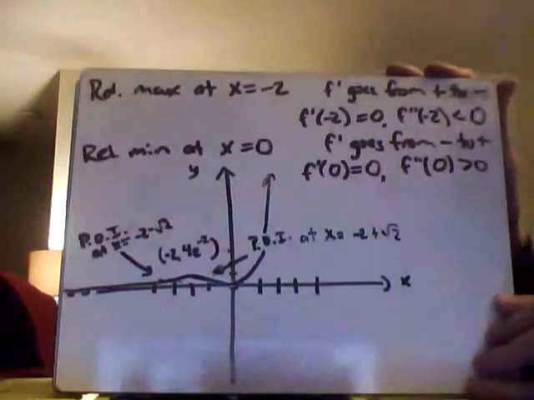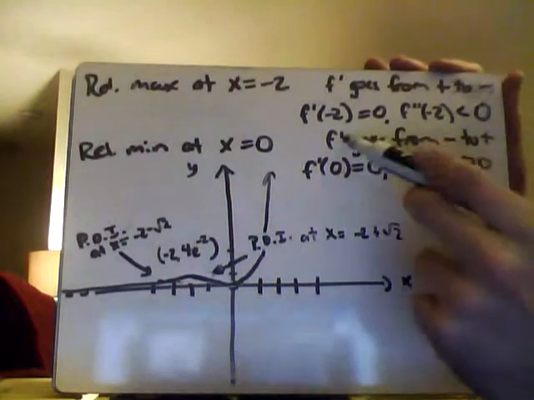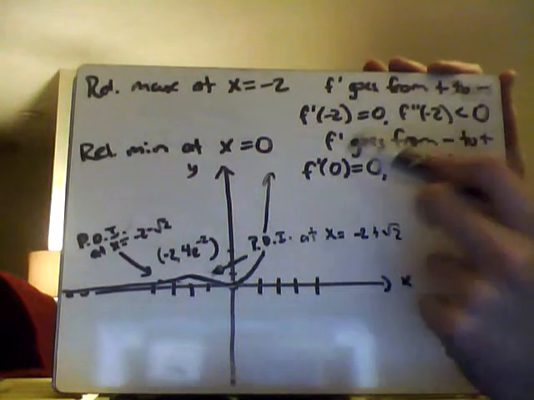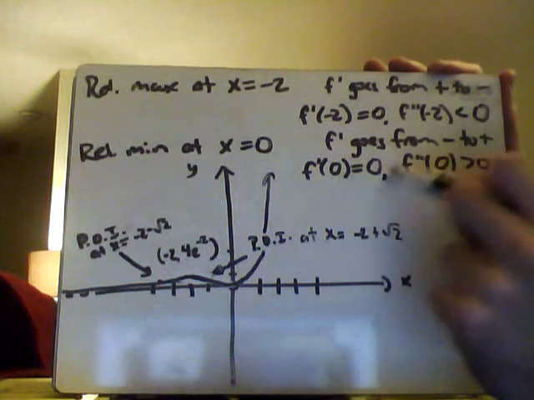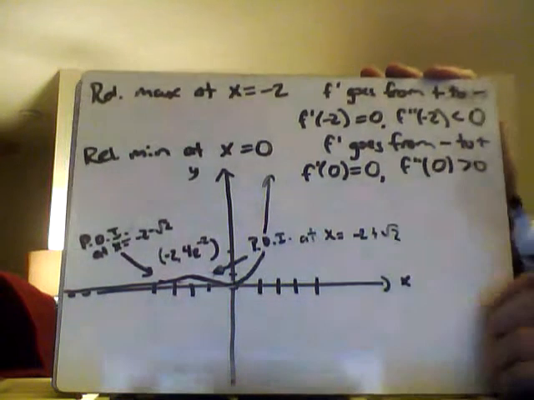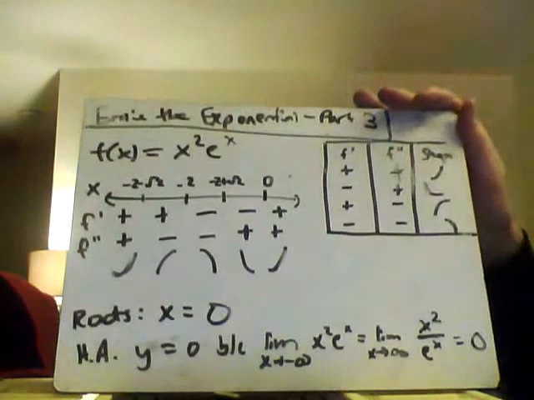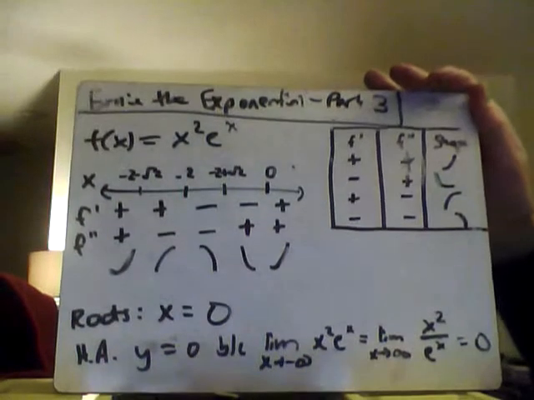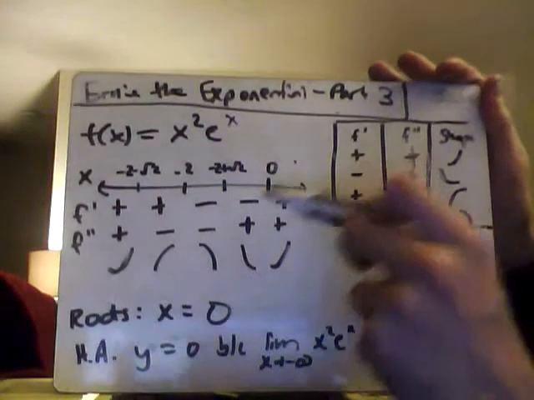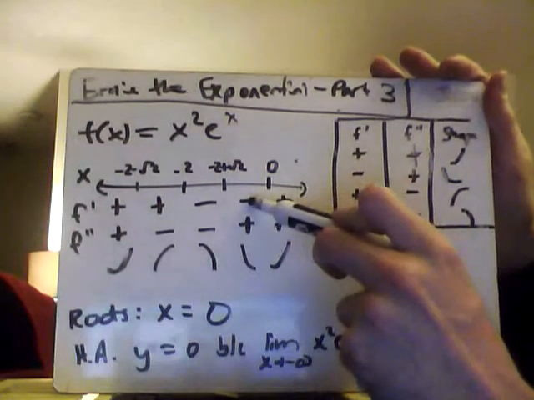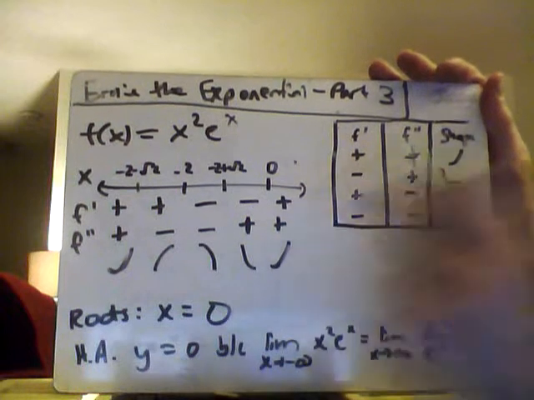At x is equal to 0, we're going to have a relative minimum. F prime goes from negative to positive, and f prime of 0 is equal to 0, f double prime of 0 is positive. Both of those things, either one, could actually prove that we've got a relative minimum at x is equal to 0. Looking back at our tests, we can see derivative goes from negative to positive. Second derivative is positive at x is equal to 0.